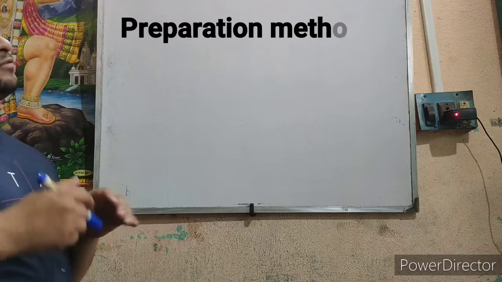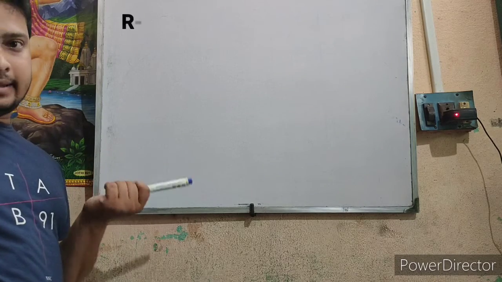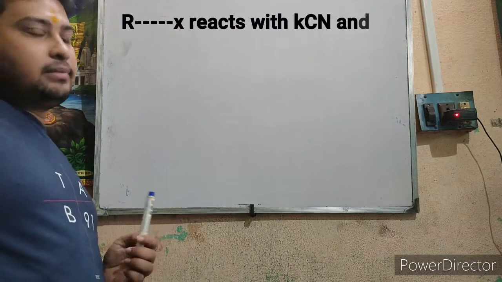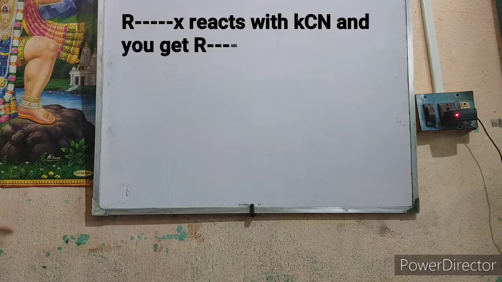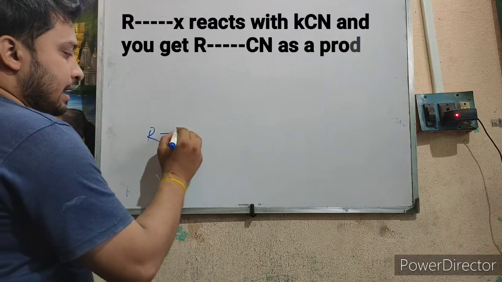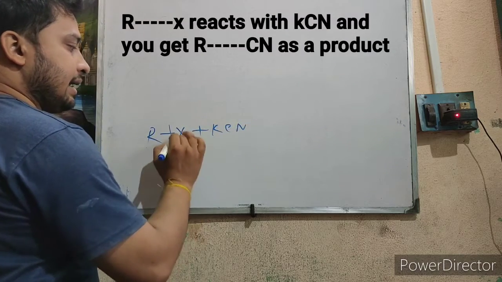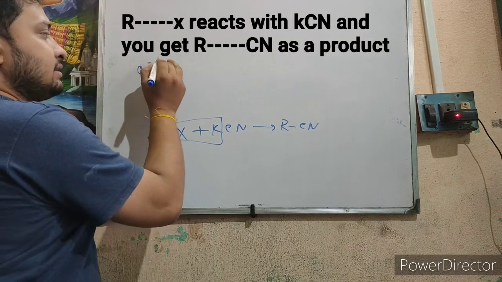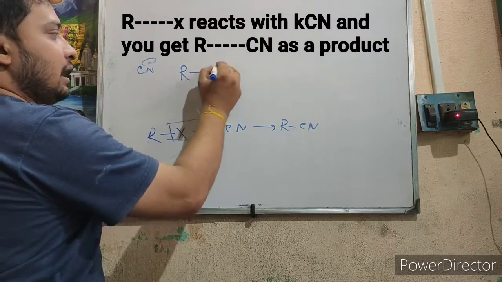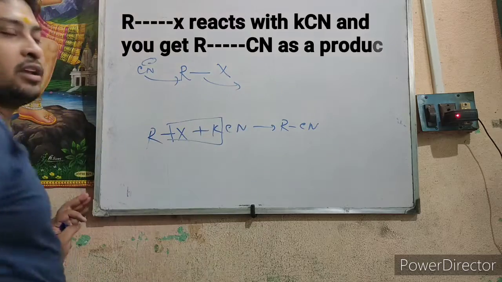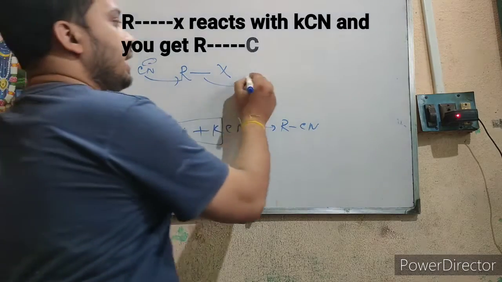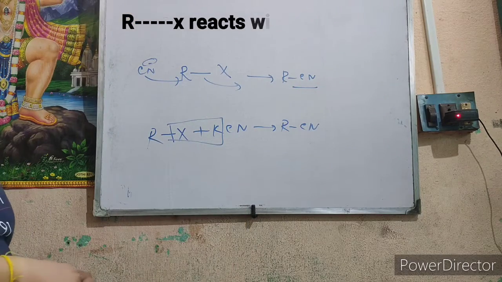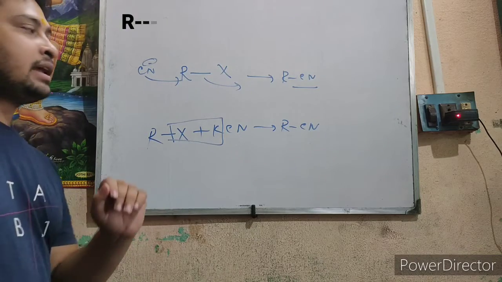In the first preparation method of alkyl cyanide, when RX reacts with KCN, you get RCN as a product. KX is removed. What will be the mechanism? CN acts as a nucleophile, it attacks the R of RX and the bond is broken, so you get RCN as a product. This is a simple mechanism for the first preparation of alkyl cyanide.